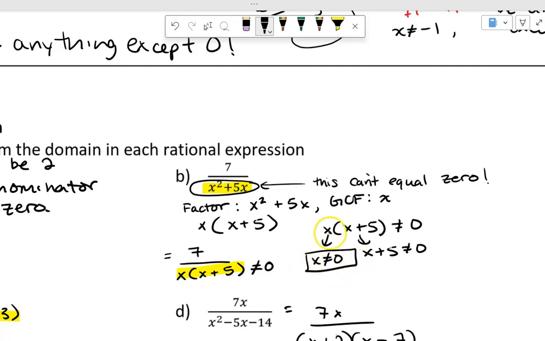X can't equal 0 because that's what my GCF is, an x. So that's going to be excluded from my domain. And if I subtract 5, x also cannot equal negative 5. Those are the two values I have to exclude from my domain because if you plug them back in, they're going to make your denominator equal to 0.